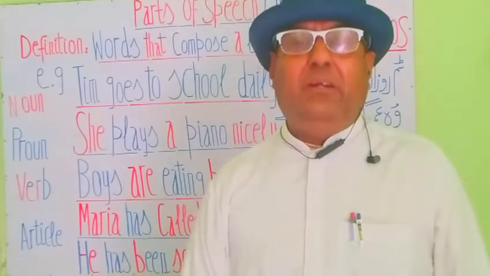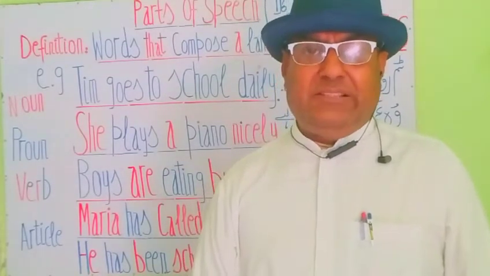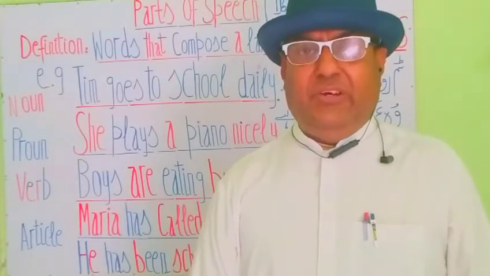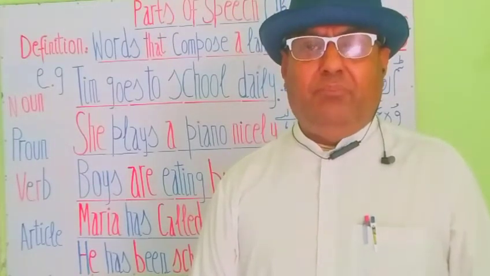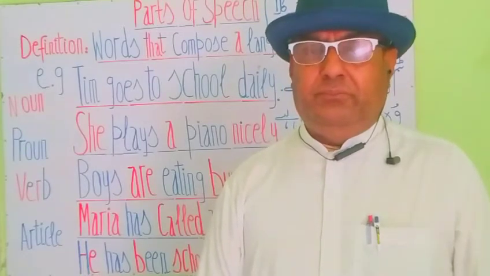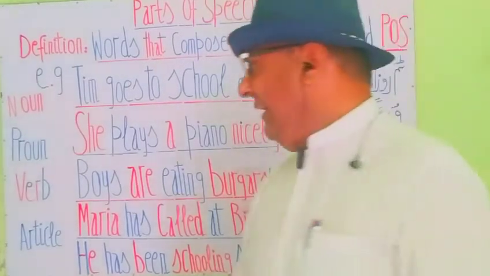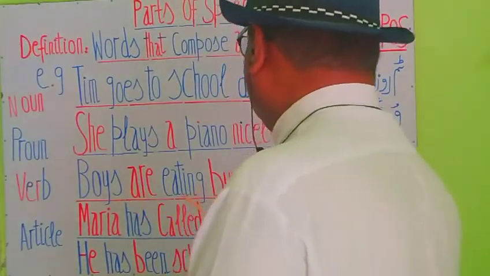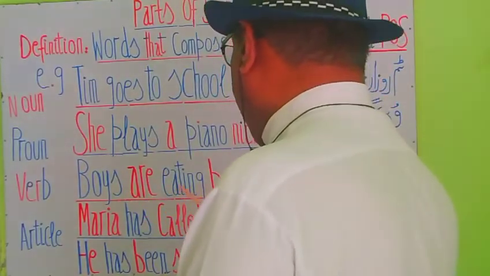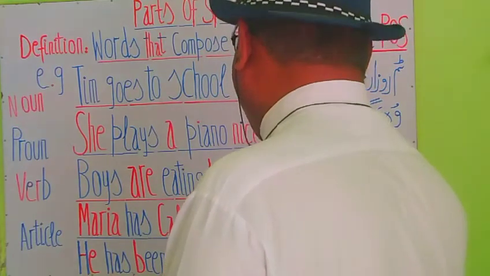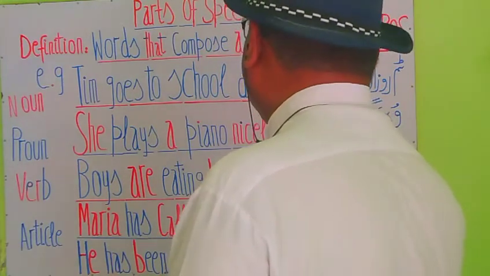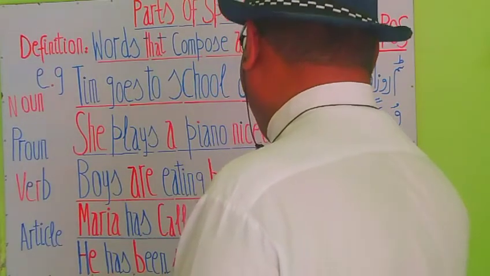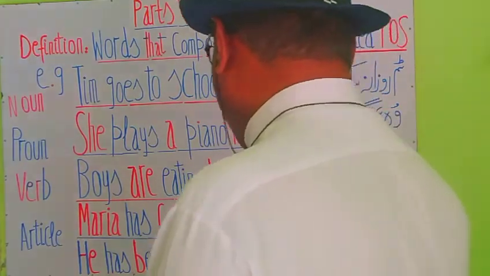In this statement, you see that boys is a subject and is a plural noun. Boys is a collective noun and eating is a verb, principal verb, and burgers are also collective noun. Burgers are edible things.